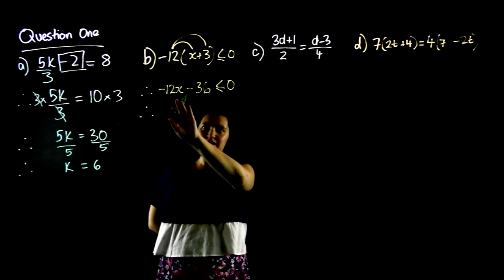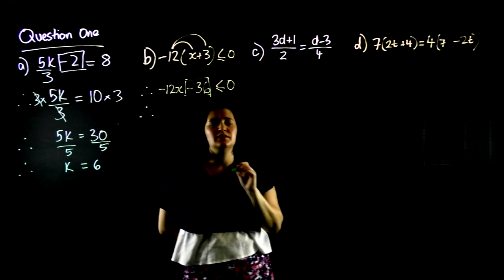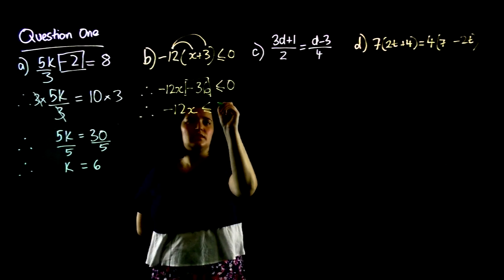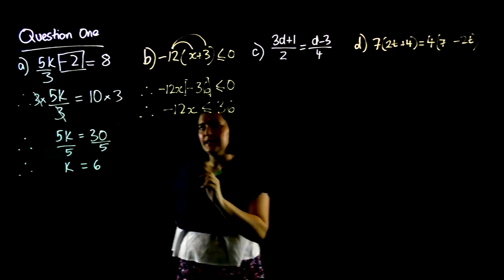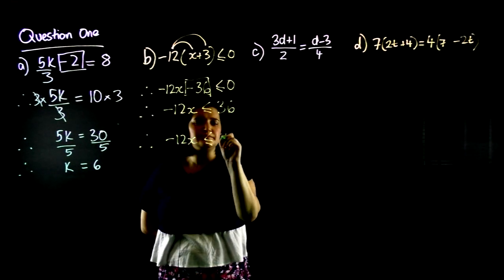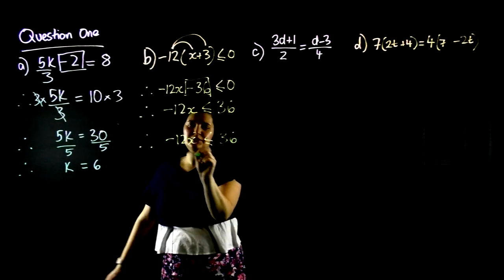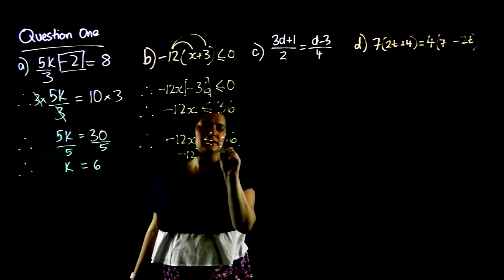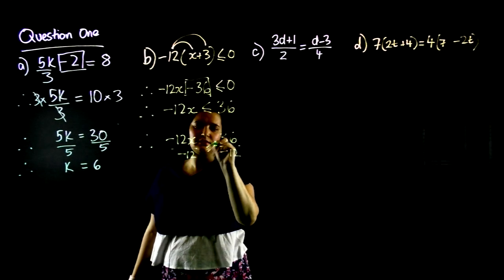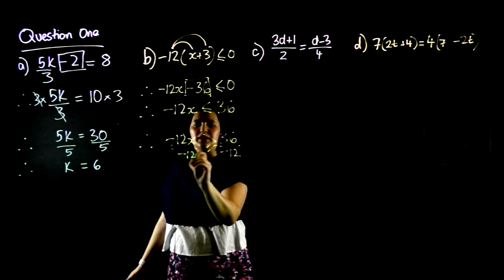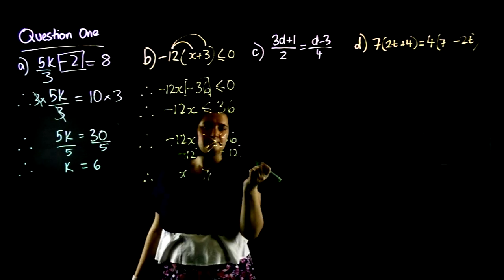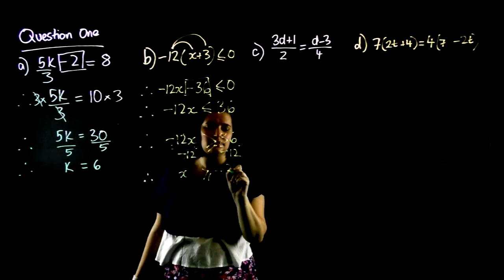Now I'm wanting to isolate x, so I'm going to shift this term by adding 36 to both sides. Alright, and now I'm trying to isolate x. So I'll just write it as is for now. So I need to divide by -12x, and we need to remember that when I multiply or divide by a negative number in an inequality, I flip it. So that leaves me with x is greater than or equal to -3. Okay.